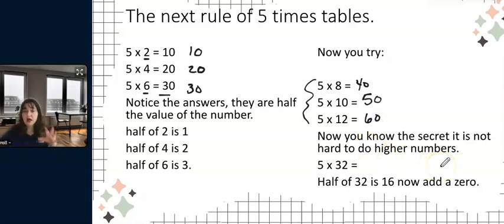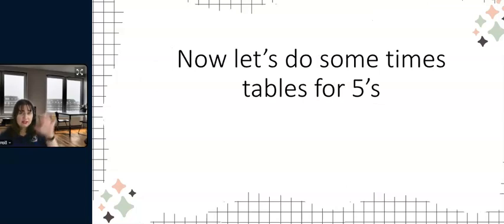Now, the secret is not as hard as you think. Even with higher numbers, you're just going to half that number and add a 0. So, for instance, 5 times 32, half of 32 is 16. And we just add a 0, so 160 would be your answer. There you go. Now, let's do some practice.